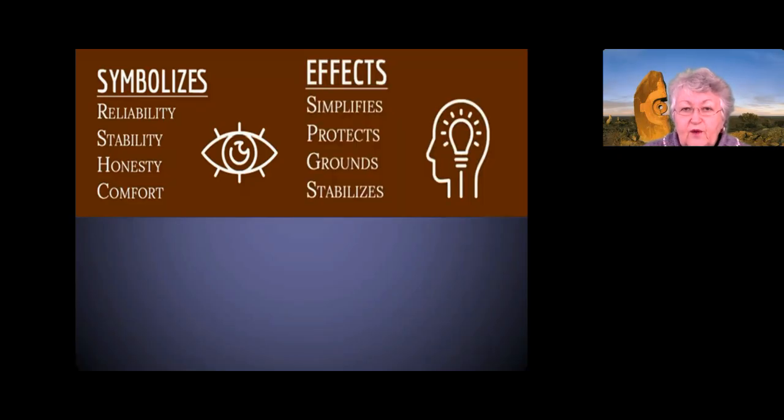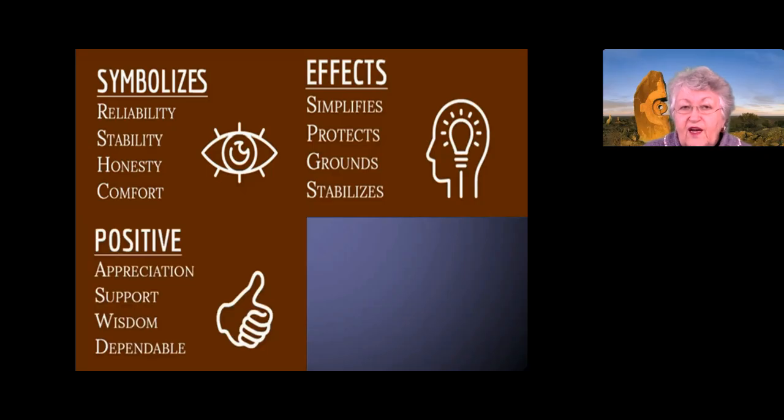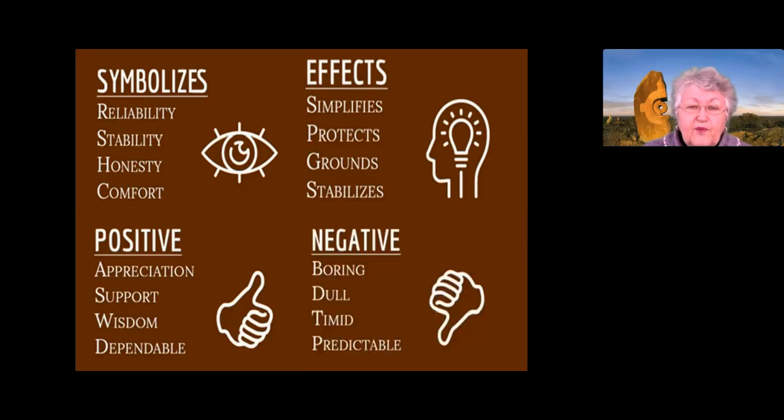And its effects on humans is to simplify, to protect, to ground, and to stabilize with both emotions and physical characteristics. In terms of positive ideas, it's all about appreciation, support, wisdom, and dependability. But its negative ideas are associated with brown being boring, dull, timid, and also so highly predictable that nothing ever changes. Now, we know that they are both associated with the ideas of work and productivity.